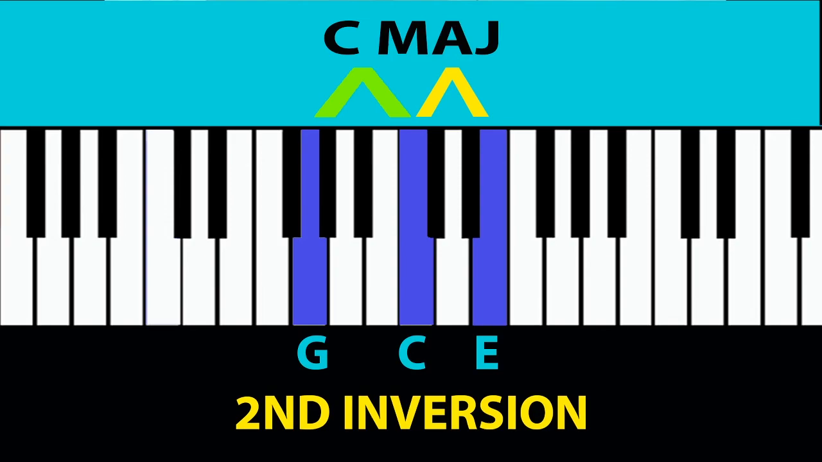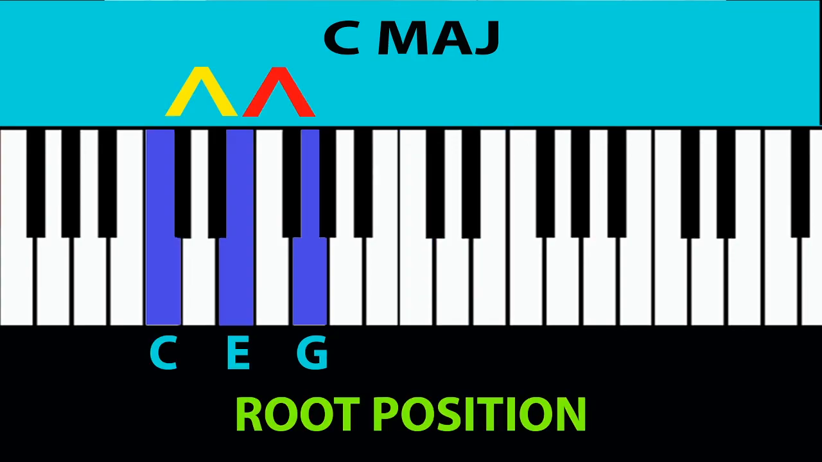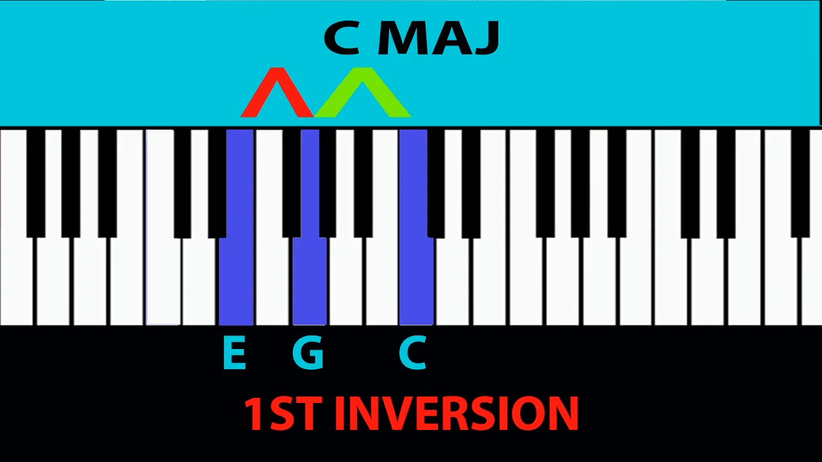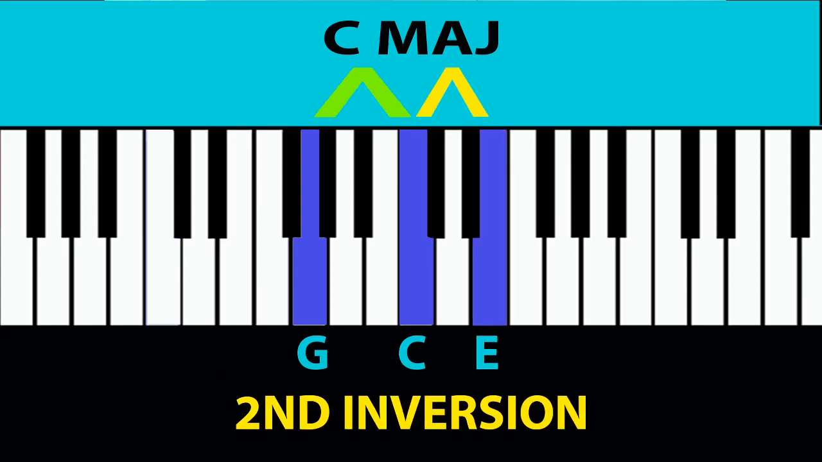Basically, you just keep taking notes from the bottom and putting them on top and cycling through, and you create different inversions of the same chord. So again, we have a root position with the C to E, creating a major third on the bottom, and E to G, creating a minor third on the top. Sounds quite nice. And then we have first inversion, minor third on the bottom, perfect fourth on top. And then second inversion with a perfect fourth on the bottom and a major third on top.